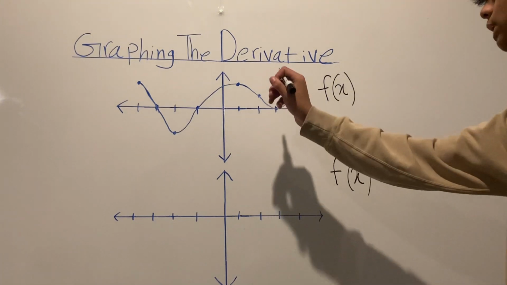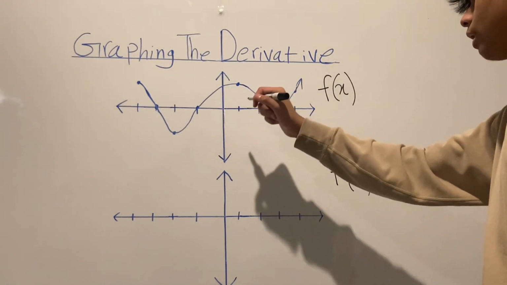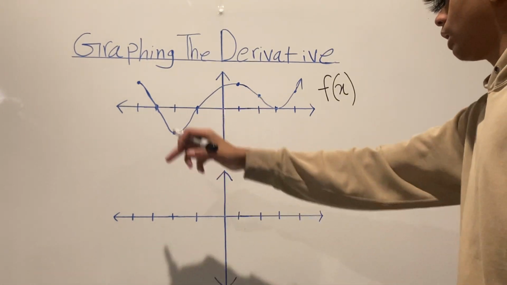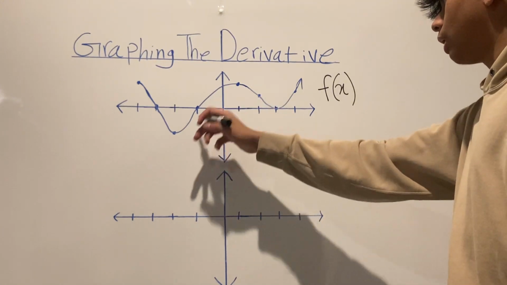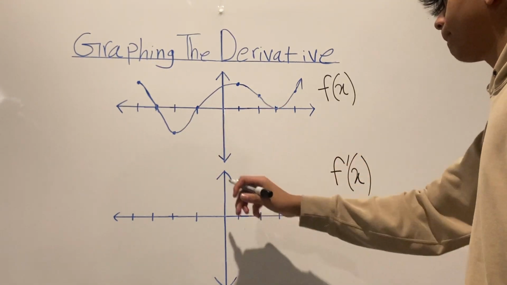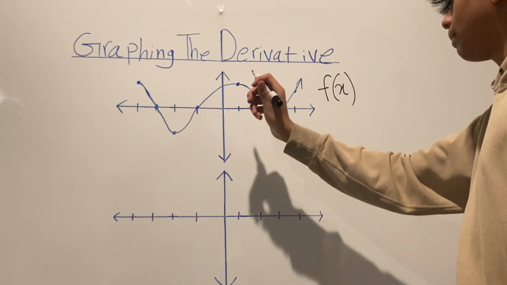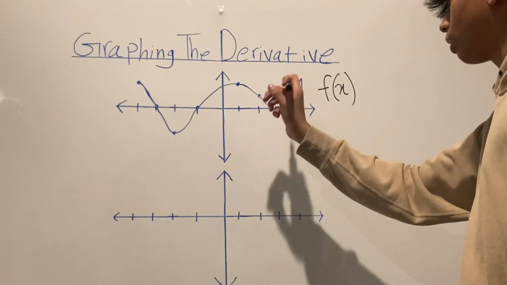Okay, so this is our graph of f of x, and here we don't have any equation or any values of the points. We just have a sketch of the graph with the important points marked on it. Okay, so the first thing we're going to do is see the maximum and minimum points for f of x.